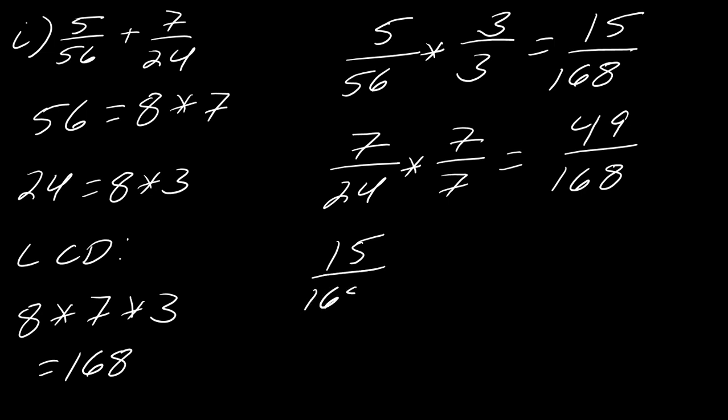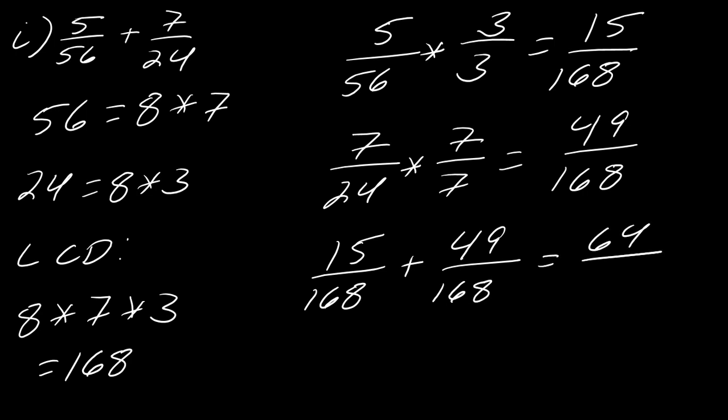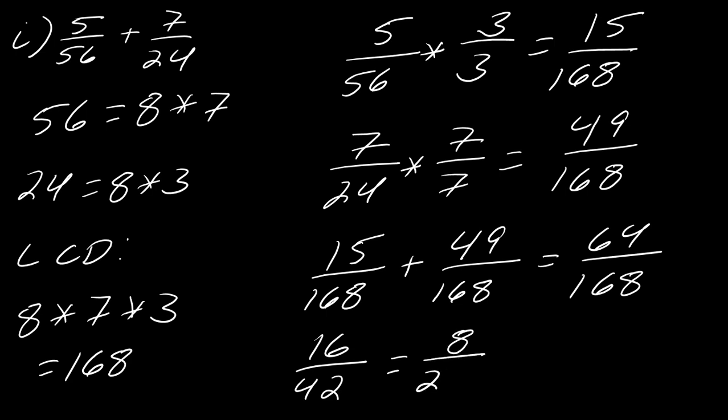So then I've got 15 over 168 plus 49 over 168. That is 64 over 168. So let's see, the top and bottom are definitely both divisible by 4. So if I divide the top and bottom by 4, 64 divided by 4 is 16. And let's see, 168 divided by 4 is 42. Oh, we can divide them again. So if I divide them by 2, this will be 8 over 21. So that would be the final answer.